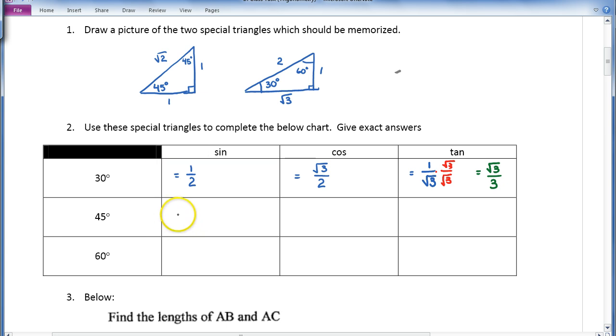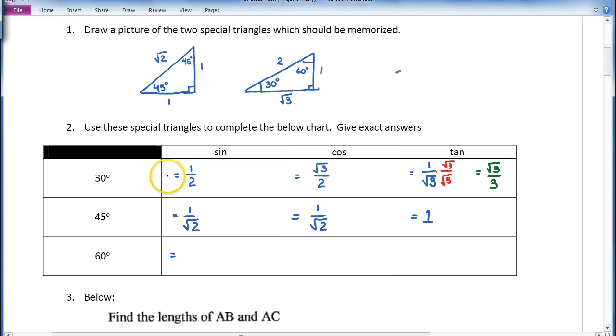So now we want to do 45 degrees. So sine of 45 degrees is 1/√2. We see cos of 45 degrees is going to be 1/√2, which makes sense because since these two angles are equal, these sides are equal, the opposite and adjacent are equal. And tan of 45 degrees is going to be 1/1, which is just 1. Opposite over adjacent.